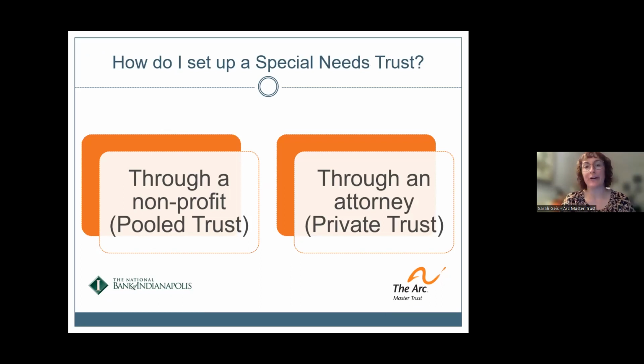So a third party and a first party trust can be set up through a nonprofit organization. And these organizations have what are called pooled special needs trusts. You could also set up a third party trust or first party trust through the aid of an attorney or a bank. And this would be called setting up a private special needs trust.